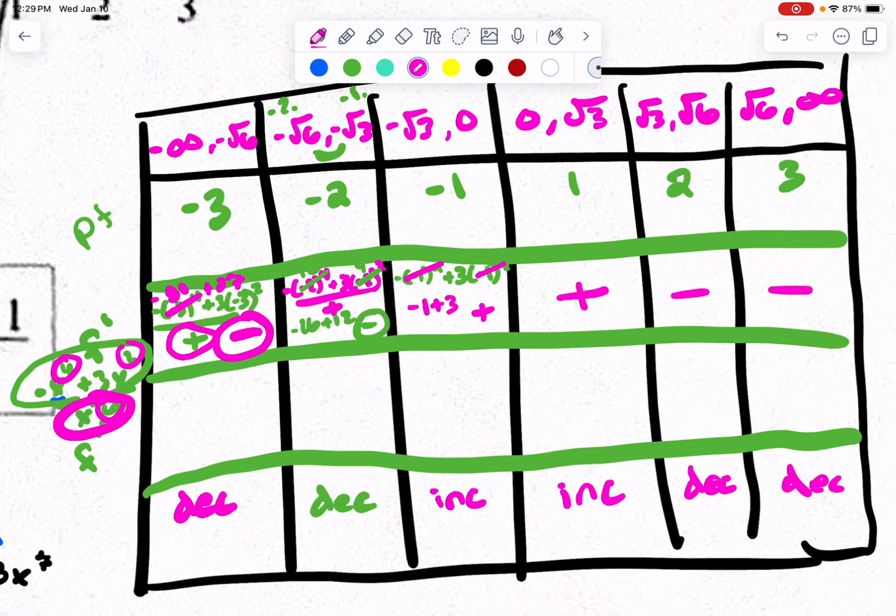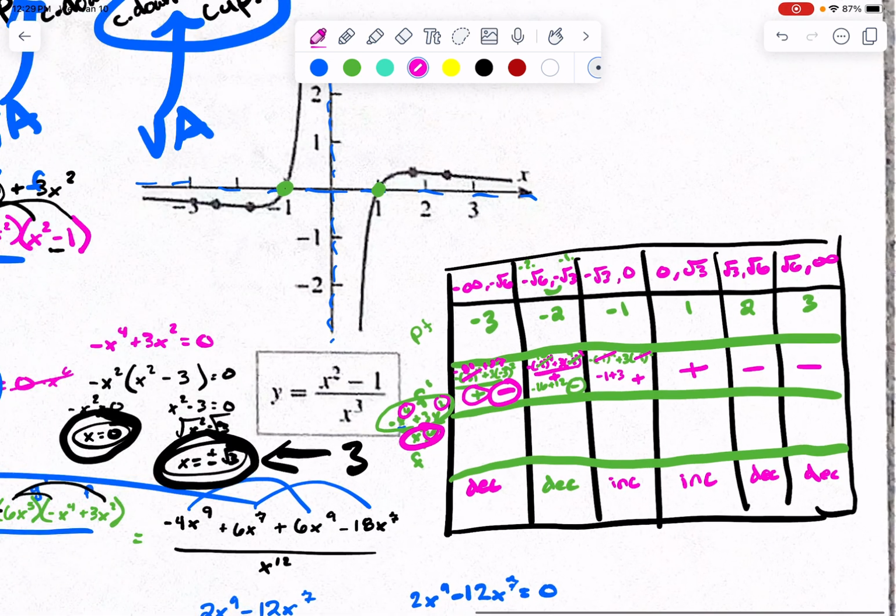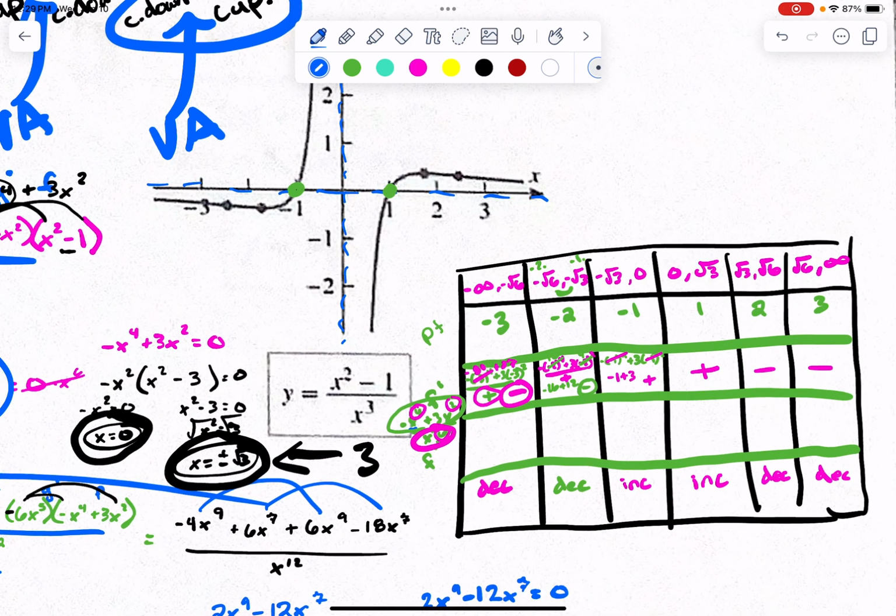Okay, so let's figure out where these points are located and see if our graph is consistent, all right? So this guy is my square root of 6.